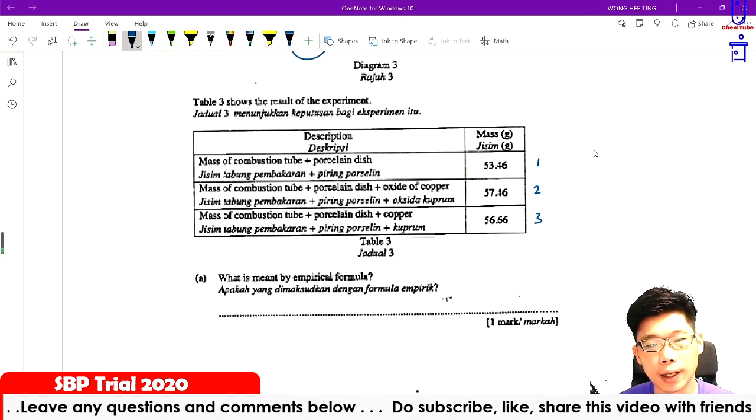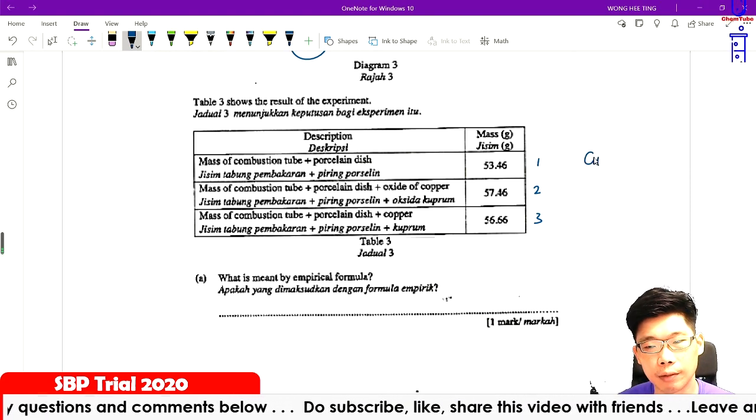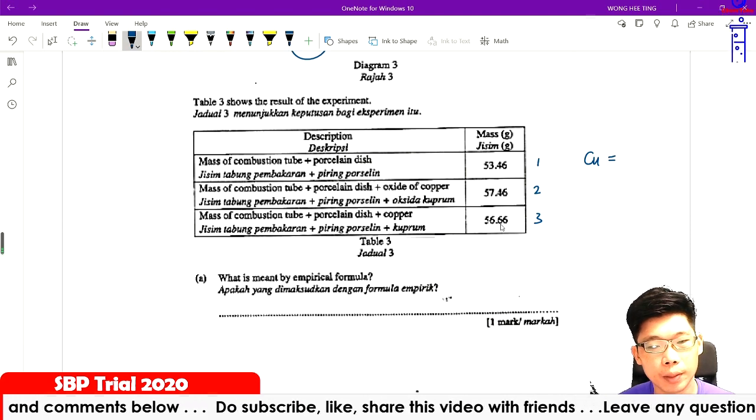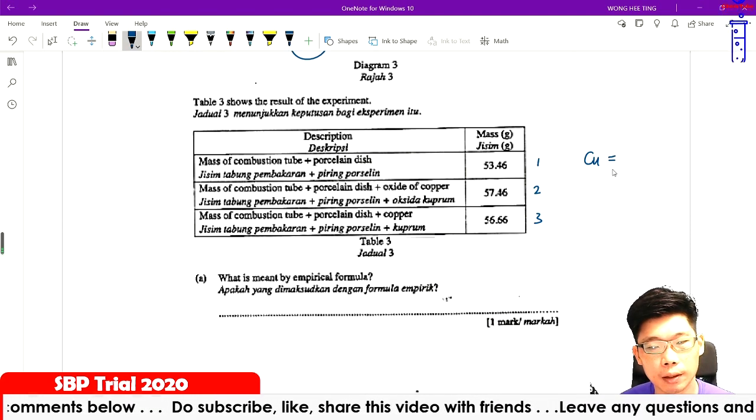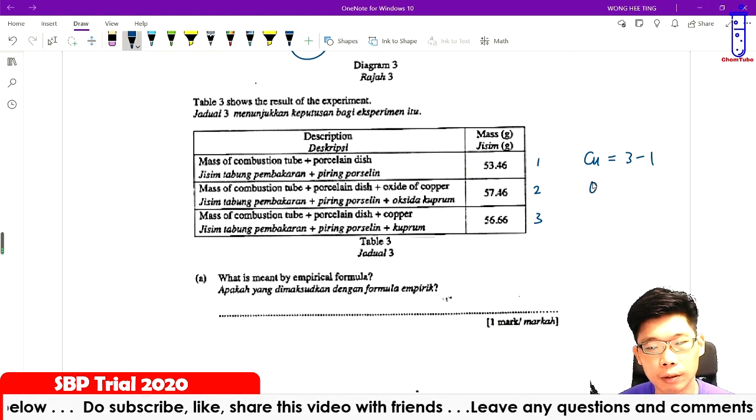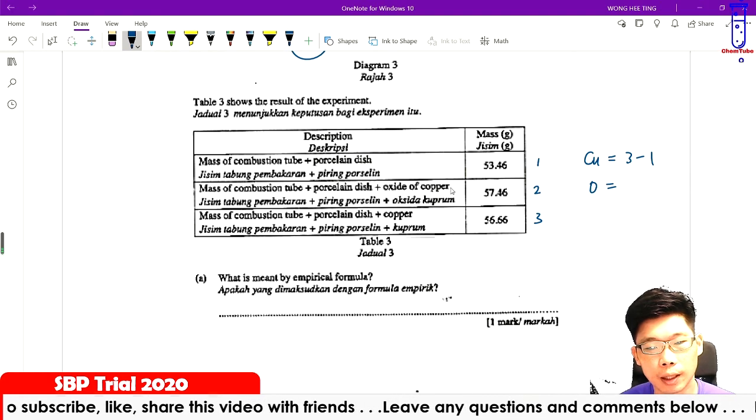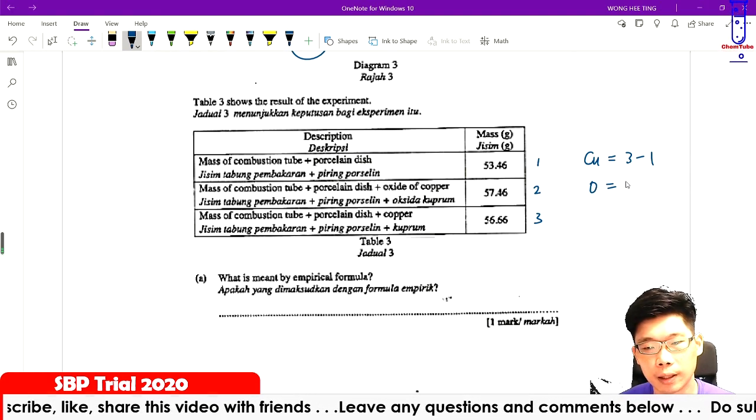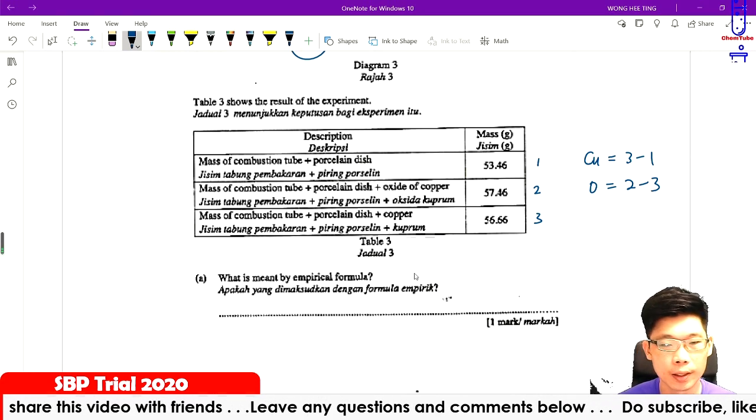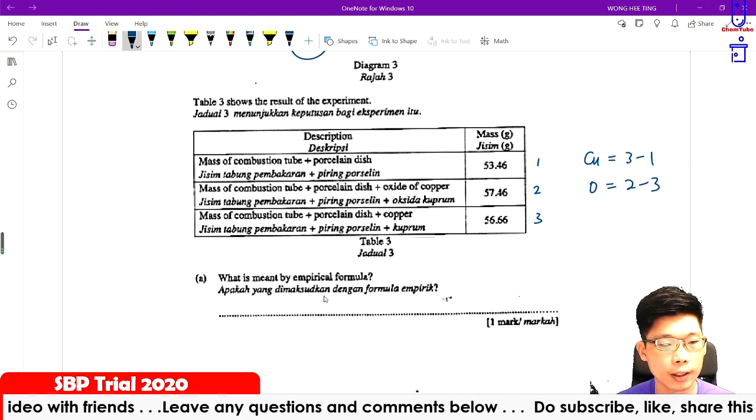Here we can do a simple calculation. If we want to find the mass of the copper, it will be number 3 minus number 1. If we want to find the mass of the oxygen in the oxide of copper, it will be number 2 minus number 3. Later on we definitely need to calculate this. I'll show you later.